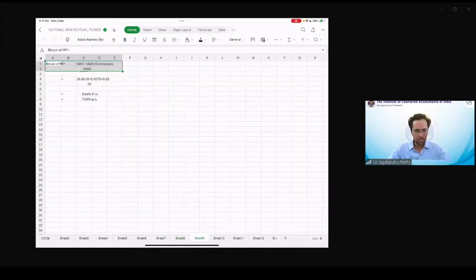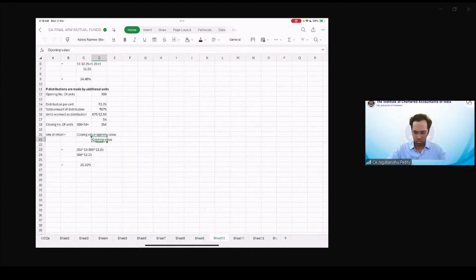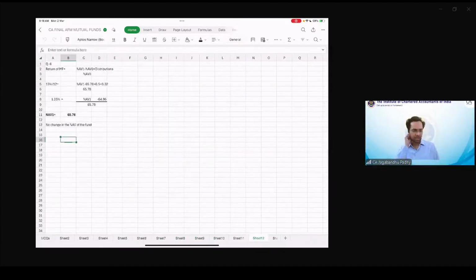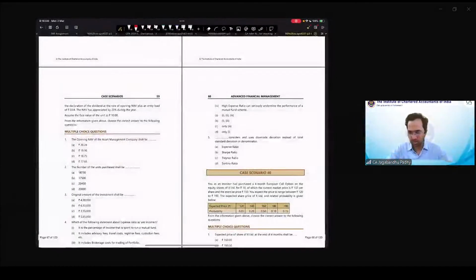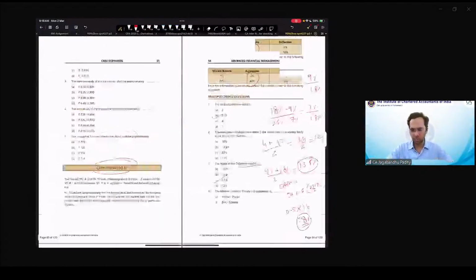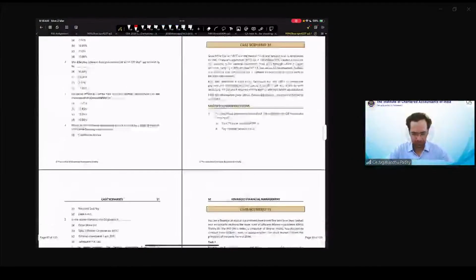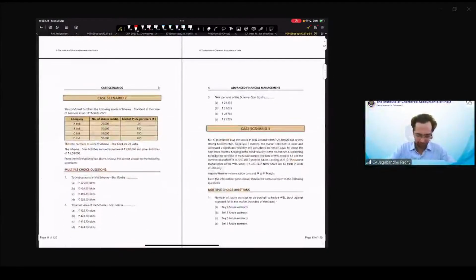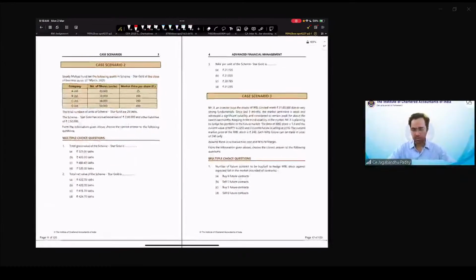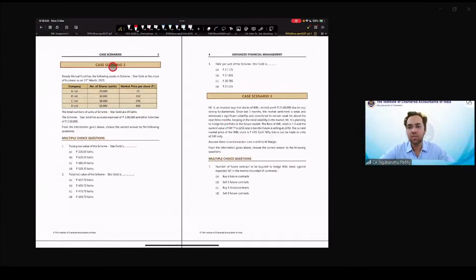Now let us straight away go to the case studies, guys. Let's straight away go to the case studies of the mutual funds. Yeah. Case scenario number 2. Try it out quickly. Case scenario number 2.